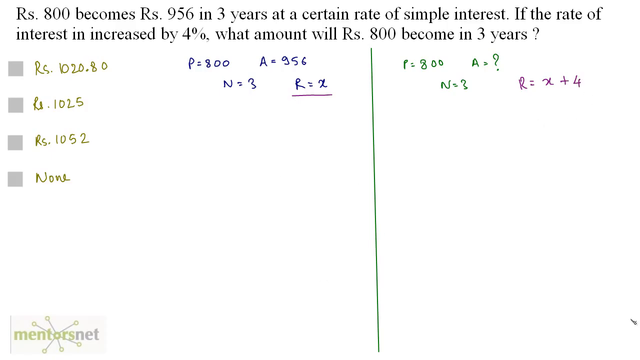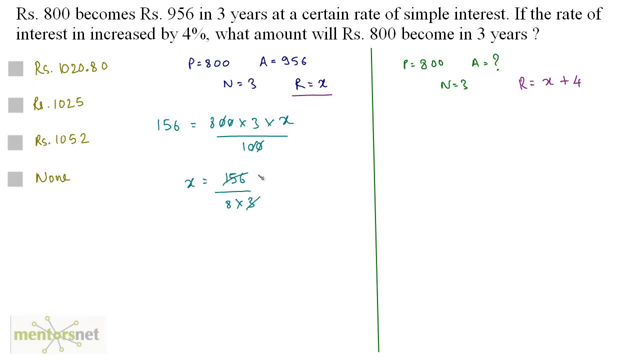Now let's concentrate on the case on the left hand side. We have to calculate the rate of interest. Now simple interest is amount minus principal. So 956 minus 800 is 156. It is equal to PNR upon 100. That's 800 times 3 times X upon 100. So these zeros get cancelled out. X is equal to 156 by 8 times 3.